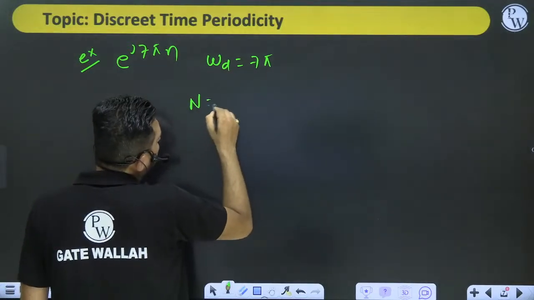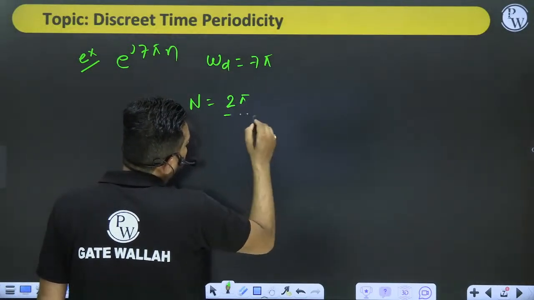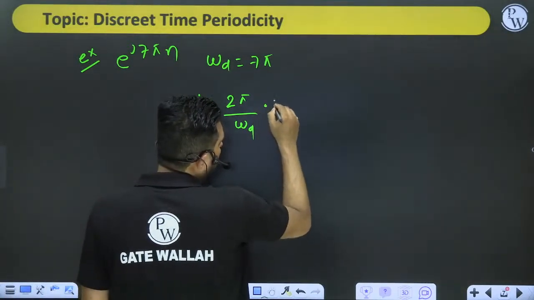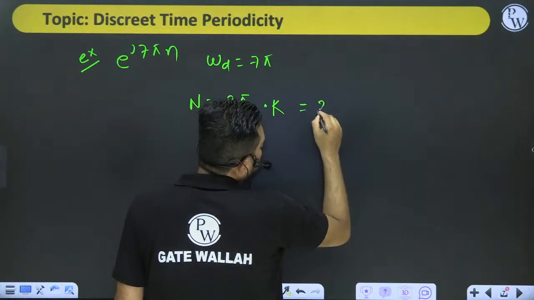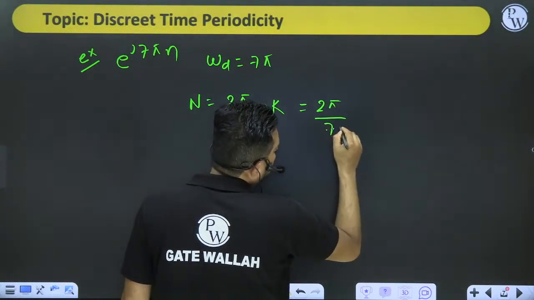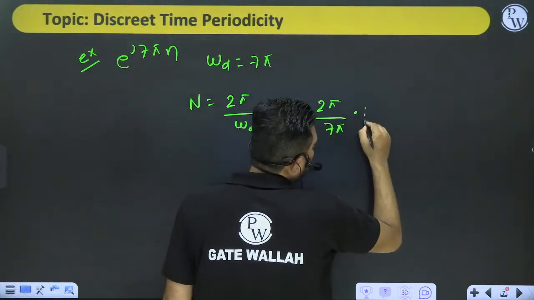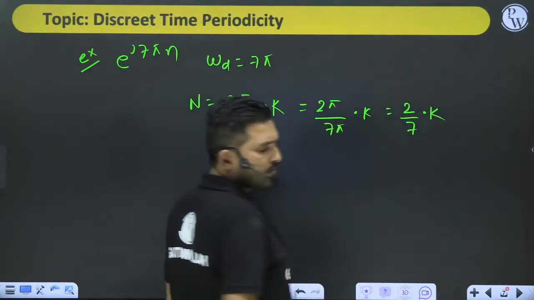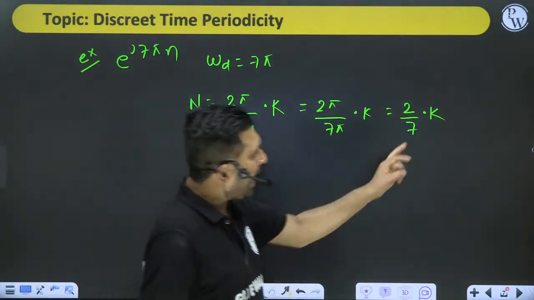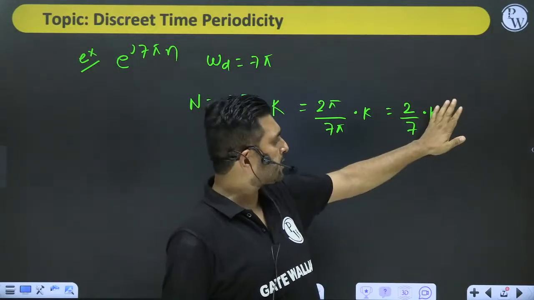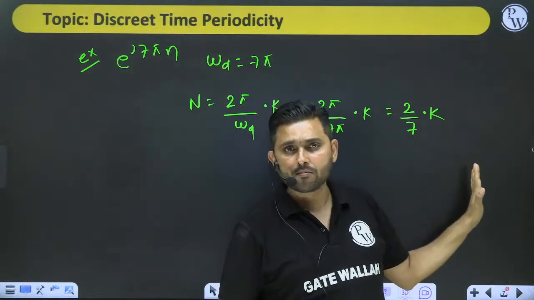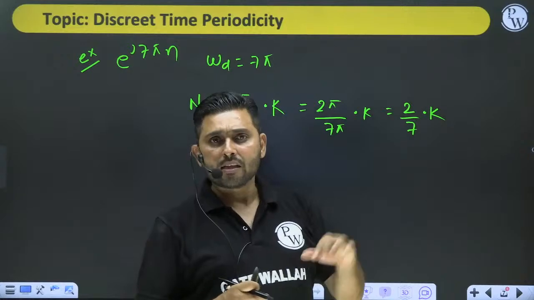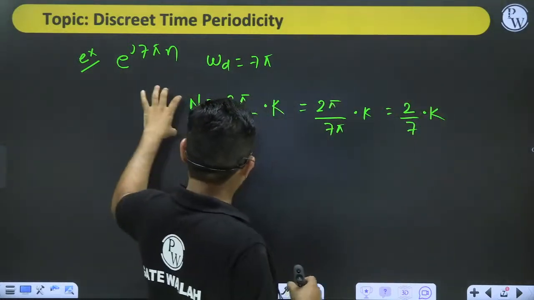This capital N would be 2 pi by omega d into k. So what I am saying is that it is 2 pi by 7 pi, this k. So it is 2 by 7 into k. Point is this, that had this k not present in this expression, then 2 by 7 is not an integer. So mandatory I have to introduce this k. What is the purpose of this k? The purpose of this k is to make this whole thing an integer.